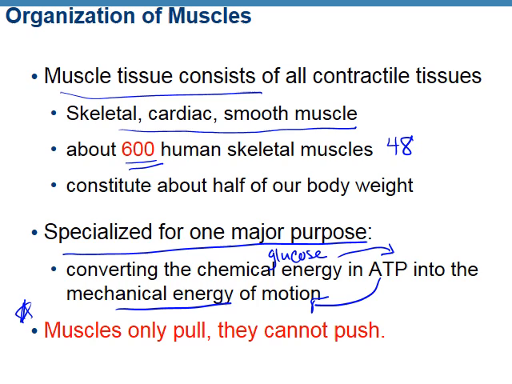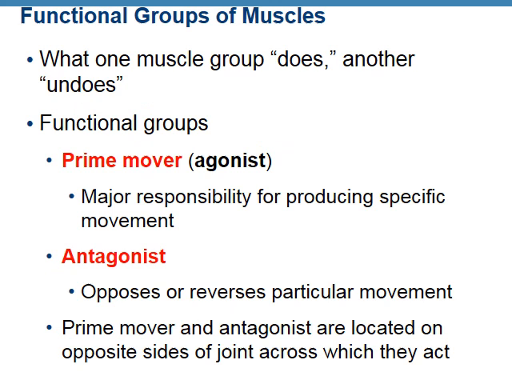This last bullet, muscles pull, they cannot push. So the muscle is going to contract. The muscle is attached to the bone if we're talking about skeletal muscle, and when the muscle contracts, it pulls the bone and therefore produces movement.